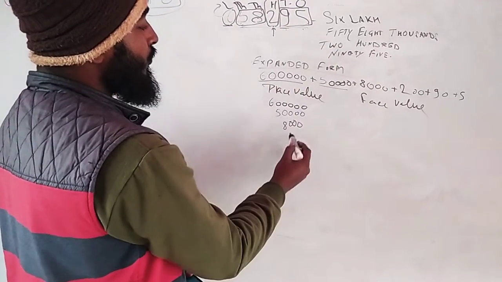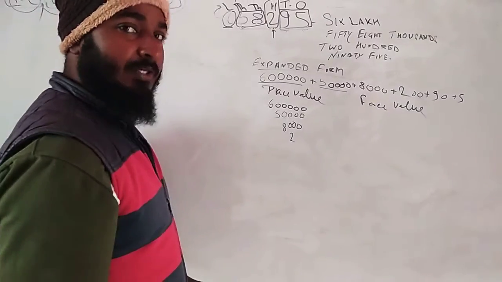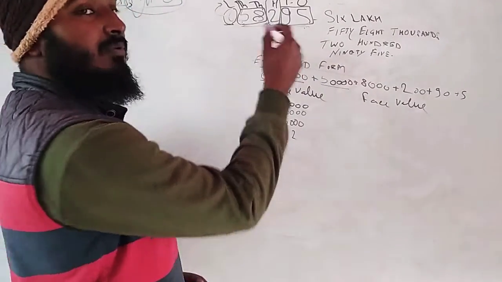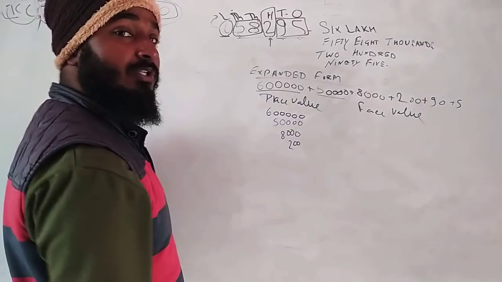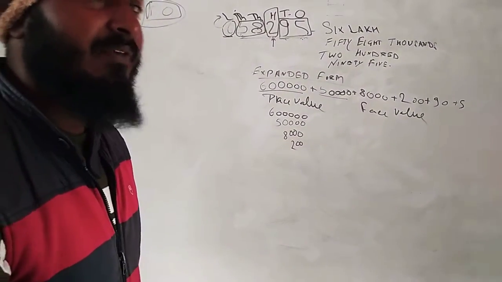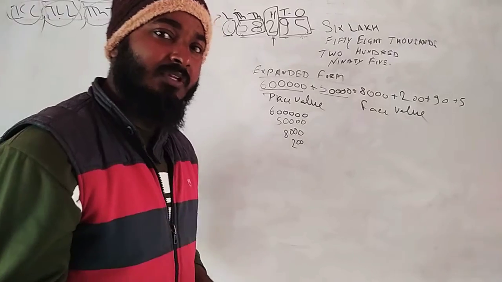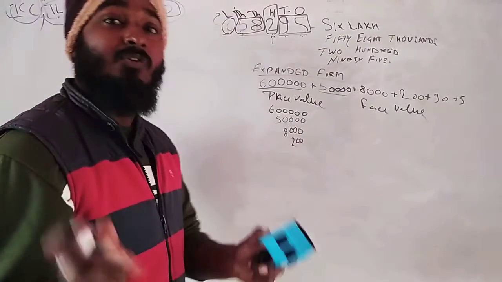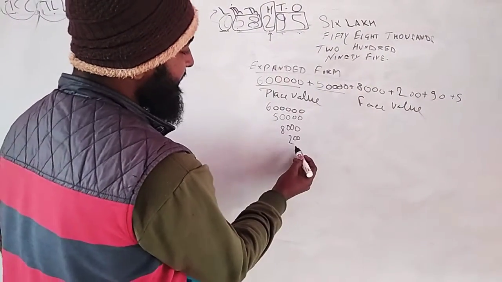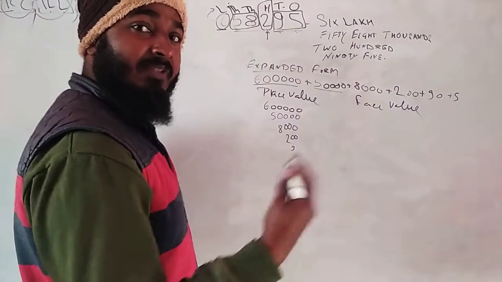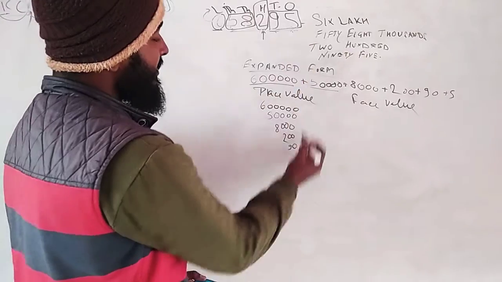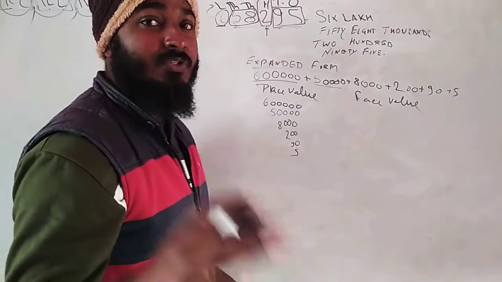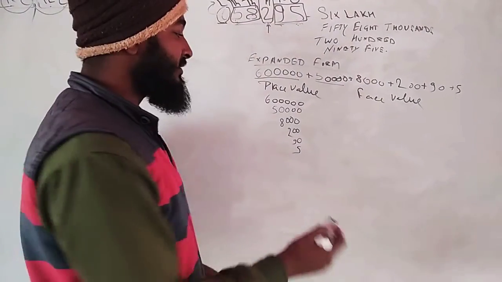What's the number after that? 2. Then take 2 and count the digits after that. There are 2 digits. Then put 2 zeros here. However many digits are after that number, put that many zeros after it. Okay, that is the place value of that number. Now the number is 9. What's the number after that? It is 1. Then put 0 here. Okay. What's the number? 5. After 5 there is no digit. Therefore 5 will be just the same.